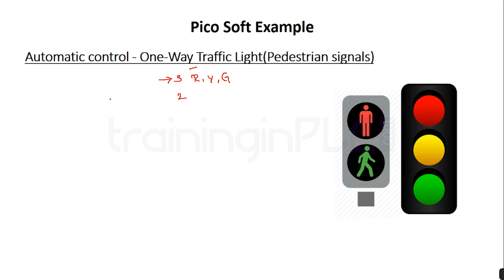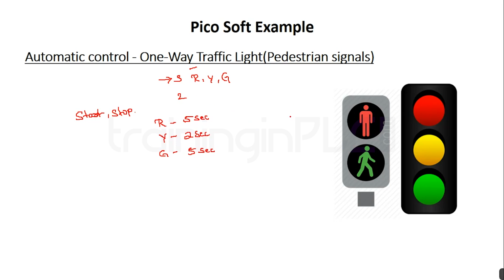So this is a one-way traffic light. We have one start switch and one stop switch to control these signals. Once you give a start signal, first the red light will turn on for 5 seconds, and then the yellow light will turn on for 2 seconds, and then the green signal will turn on for 5 seconds. These timings you can change. This is just for an example.